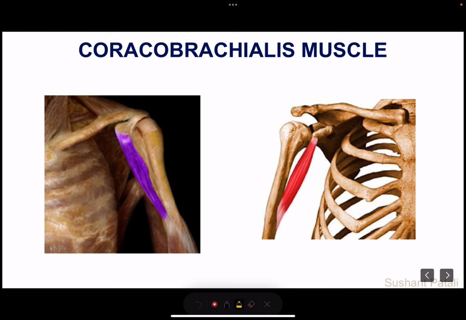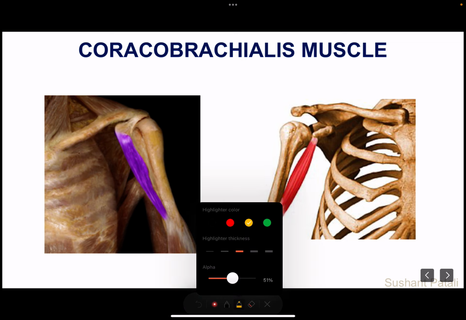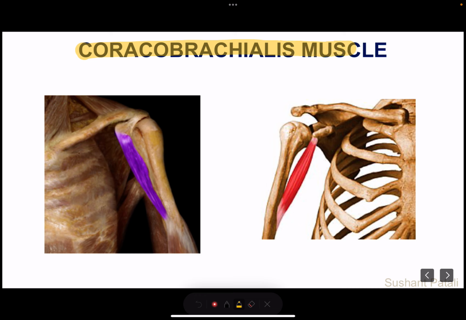The first muscle I want to discuss here is the coracobrachialis muscle. It's actually a small, short muscle, and it arises from the tip of the coracoid process of the scapula. From there the muscle passes downwards and laterally, and it inserts by fleshy fibers into the middle of the medial border of the shaft of the humerus.